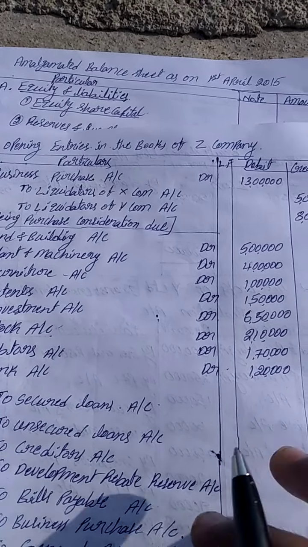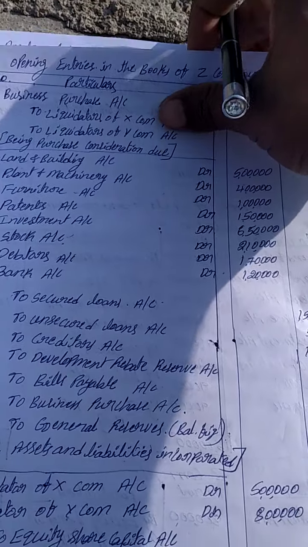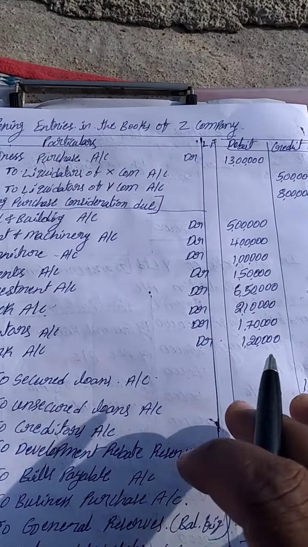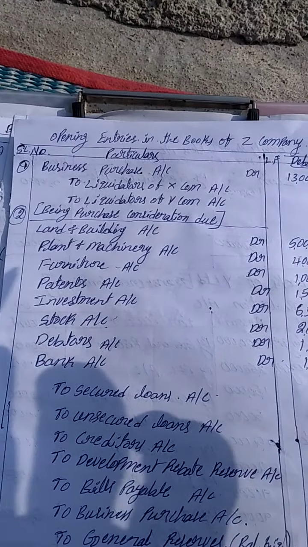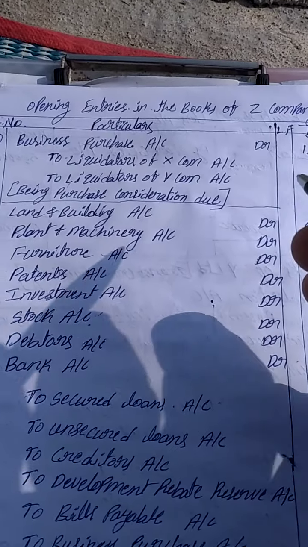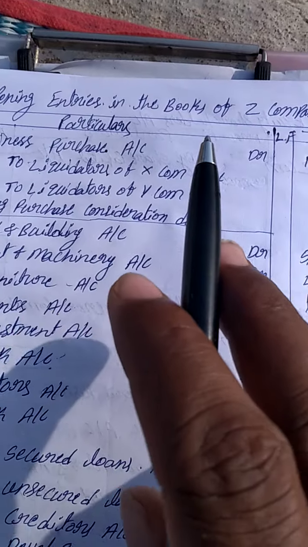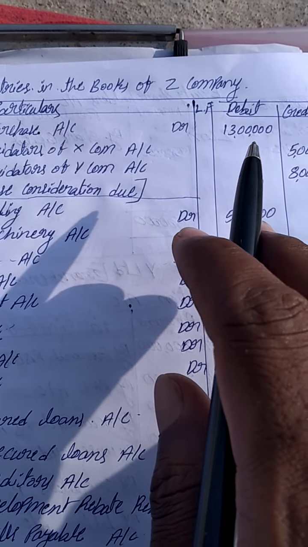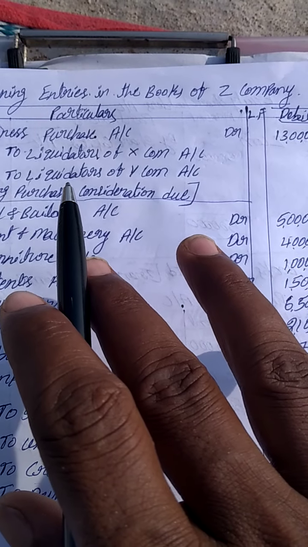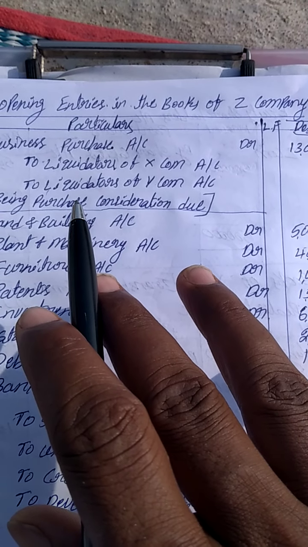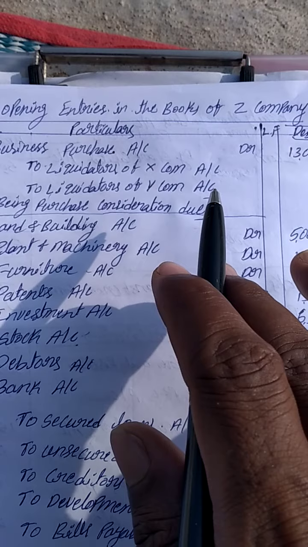Next, opening entries in the books of Z company limited, that is the transferee company. Particulars as well as debit and credit columns. First one is purchase consideration 13 lakh. Liquidators of X company limited. Liquidator of Y company limited.